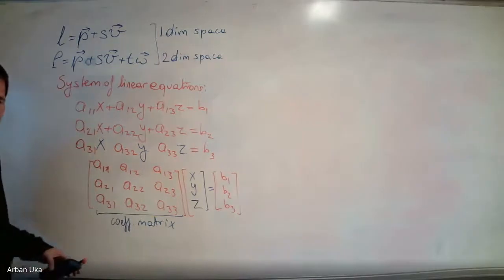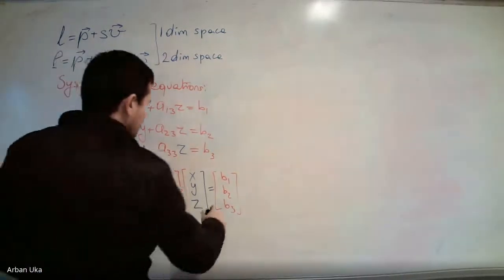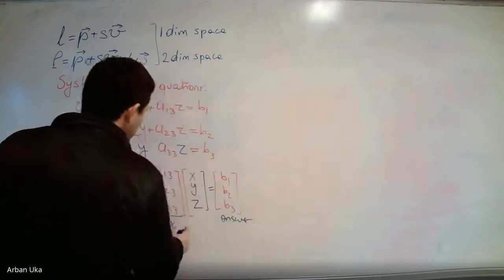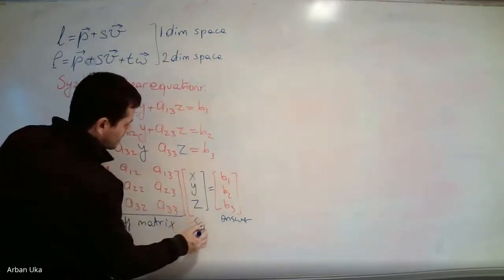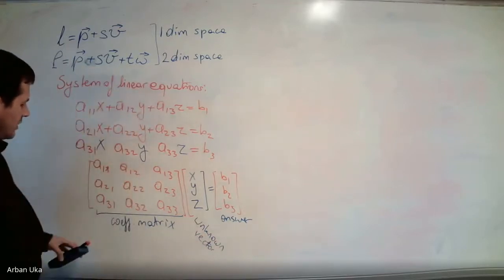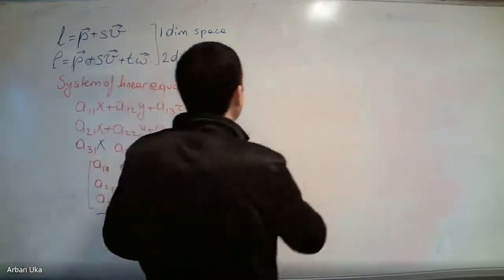This is the matrix that carries the coefficients of all of these elements. This B is the answer. This is the unknown vector. Now, this whole system here, we can write it like this.